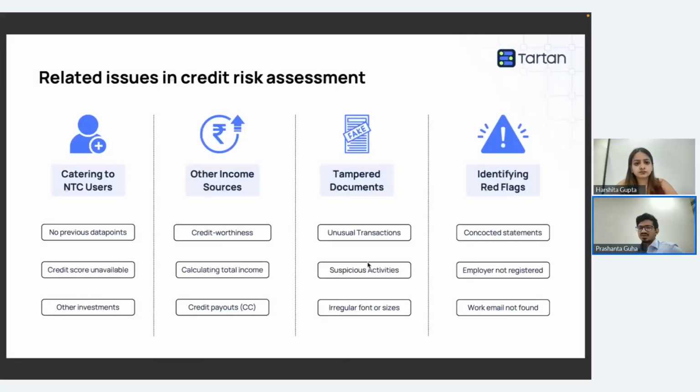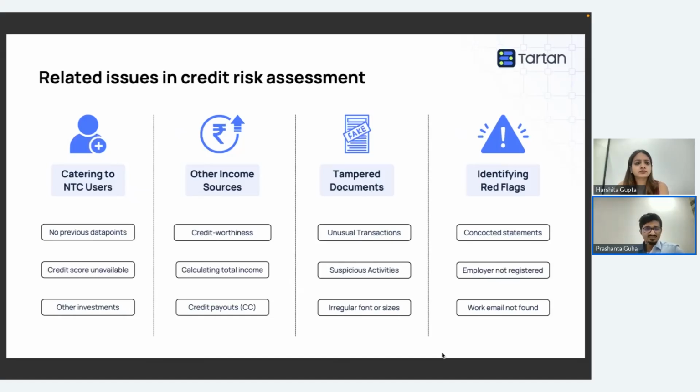A lot of different problems that we generally see while assessing any new user who is new to credit is that there are no previous data points. In these cases, we can provide you with a lot of different alternate data points. We can give you the address, the location, the propensity of that location to fraud. Then we can give you the current employer of the user, and the risk profiling for that employer.